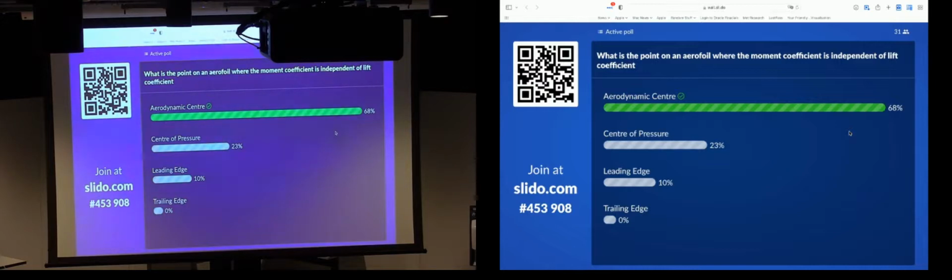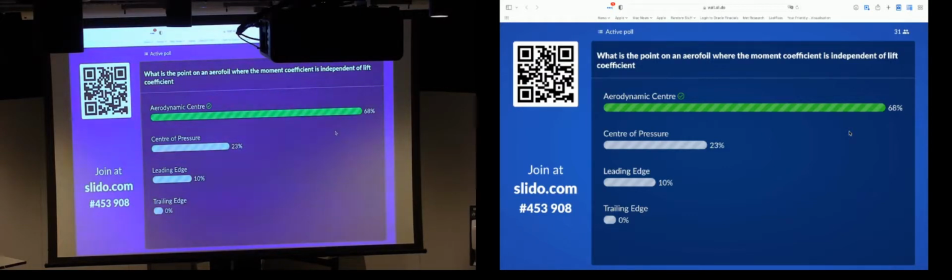Center of pressure. Center of pressure is where all of our pressure and forces resolve. So by definition, if they resolve there, the moment is 0. You just have pure forces. You have pure lift, pure drag. Same thing happens with shear, and we tend to lump it together.